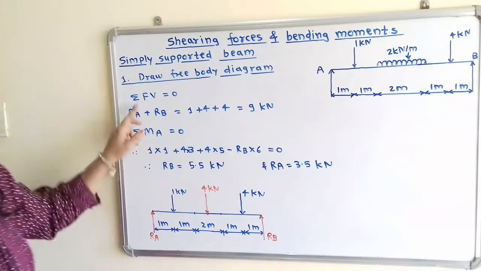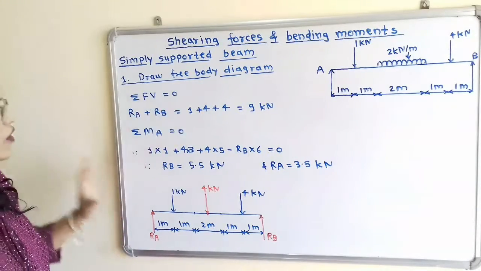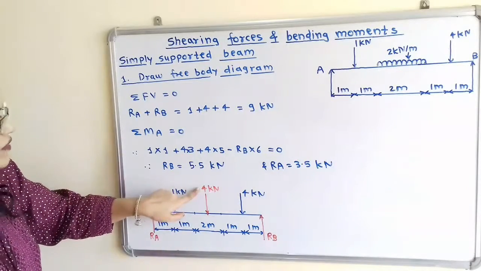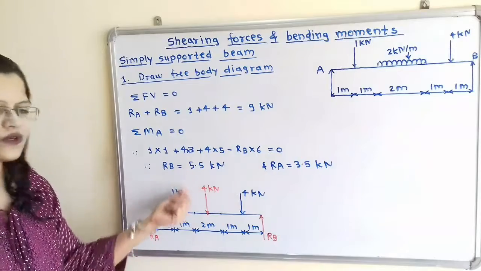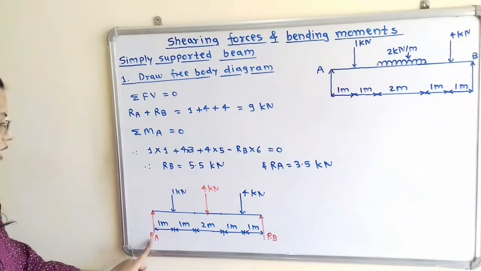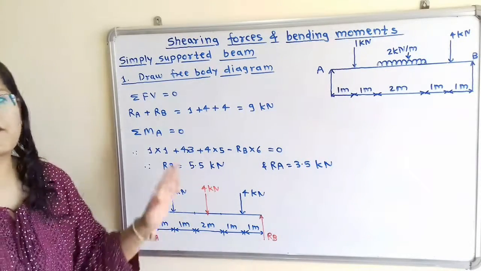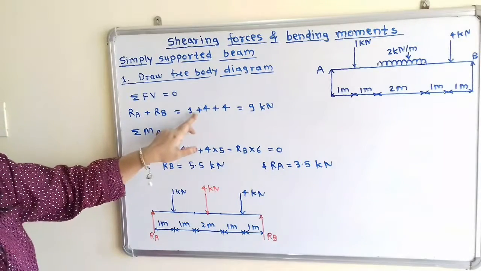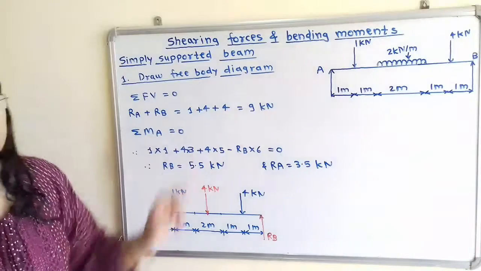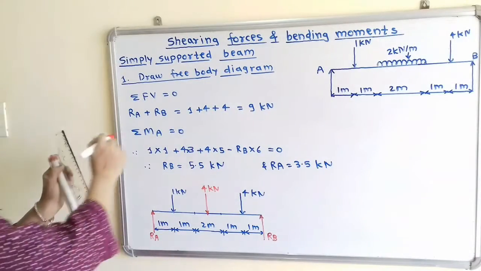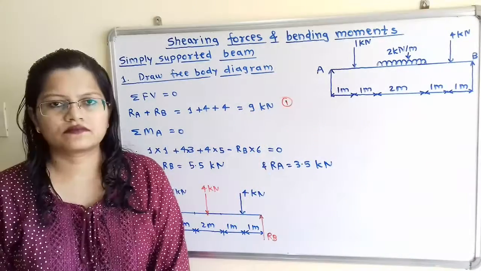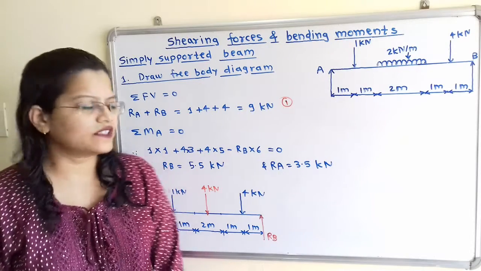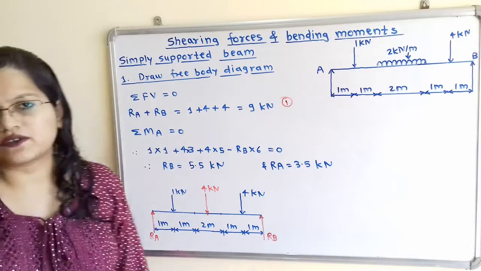So first, when we take the summation of all vertical forces, if we observe 1 kilonewton, 4 kilonewton and 4 kilonewton in downward direction, and RA and RB in upward direction. So we can write here RA plus RB is equal to 1 plus 4 plus 4 is equal to 9 kilonewton. So this is the equation number 1. We will take summation of moments of all the forces about point A is equal to 0.